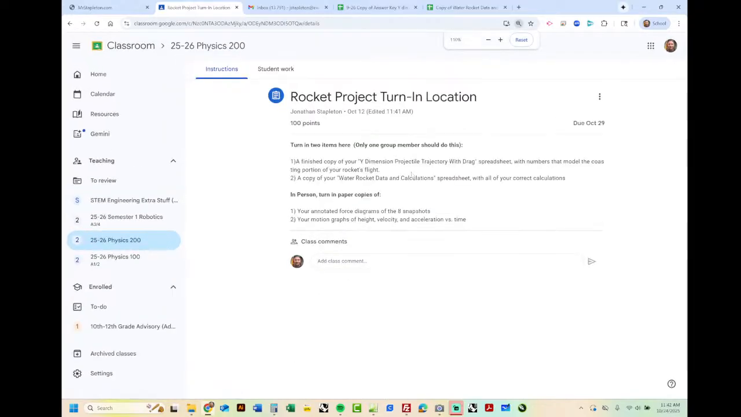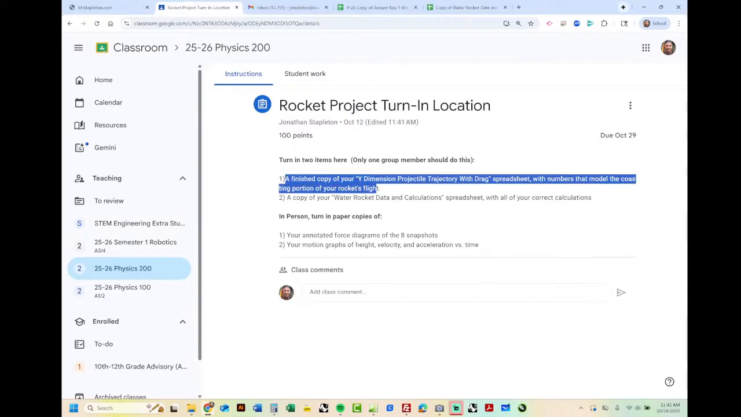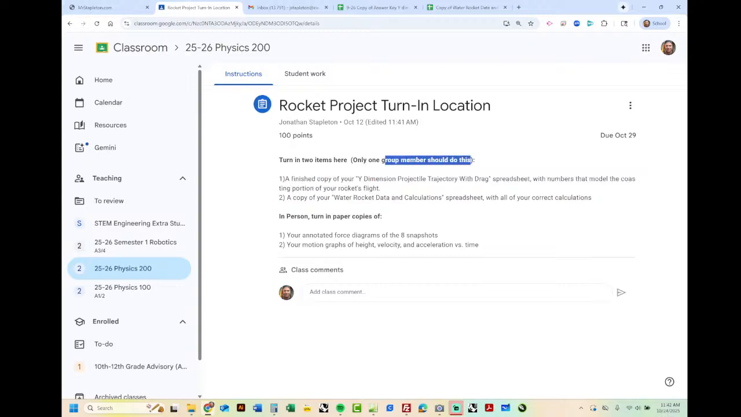There are 4 things to turn in. There's a finished copy of your Y dimension with projectile trajectory drag spreadsheet. So you turn that in here in Google Classroom. Only one for your group. And that's the spreadsheet that looks like this.